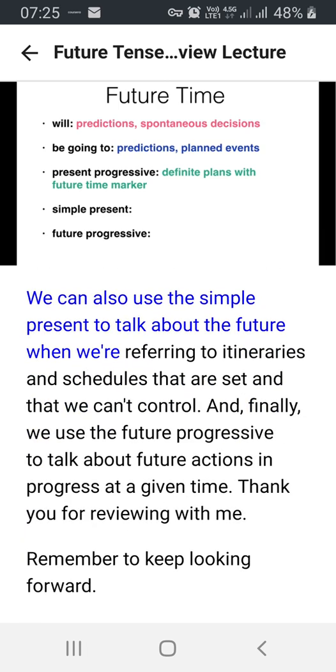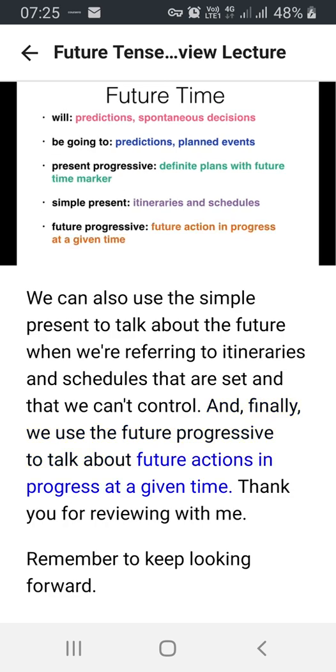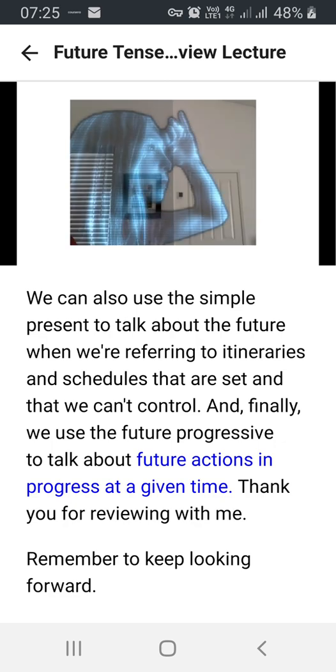We can also use the simple present to talk about the future when we're referring to itineraries and schedules that are set and that we can't control. And finally, we use the future progressive to talk about future actions in progress at a given time. Thank you for reviewing with me. Remember to keep looking forward.